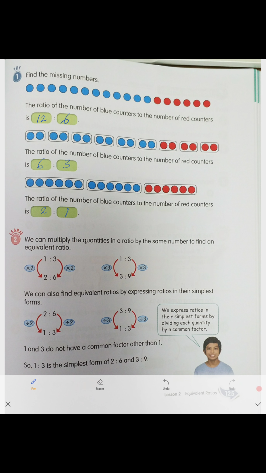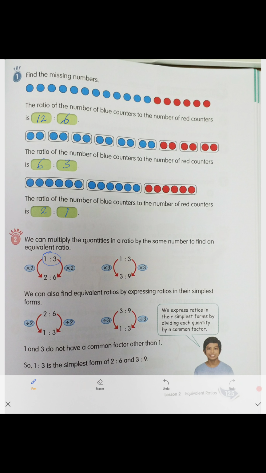Now, the next concept, number 2, that we need to learn is that we can multiply the quantities in a ratio by the same number to find an equivalent ratio. Look at this. This is what we did previously. There is a ratio 12 to 6, a ratio 6 to 3, and a ratio 2 to 1, but all of them are equivalent ratios. The meaning is the same.